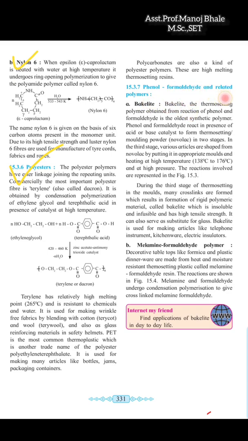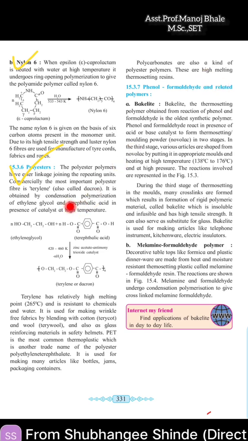Another kind of polyester is polycarbonate, which has a higher melting point and thermosetting resistance. So that is about the polyester.